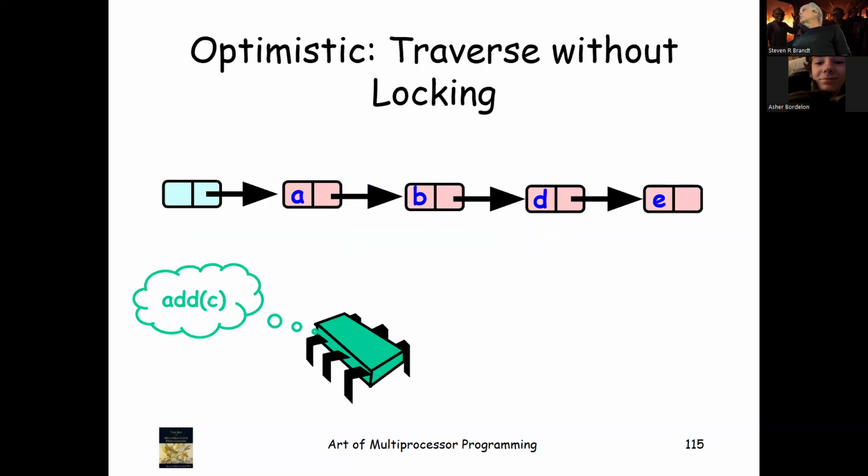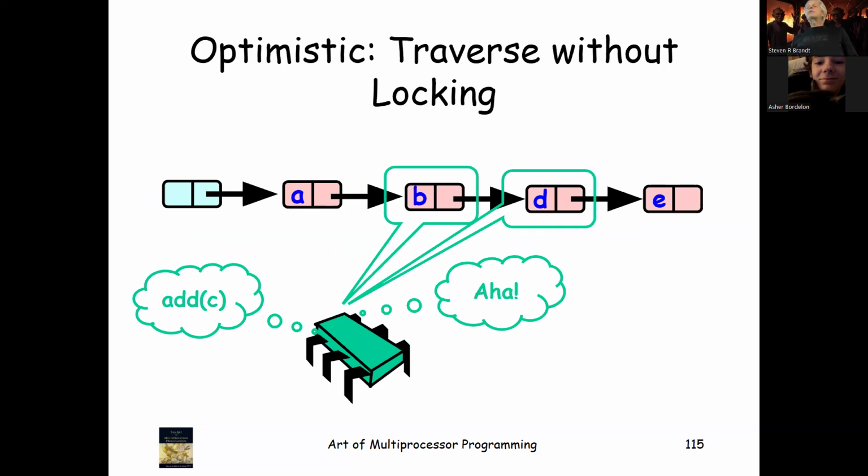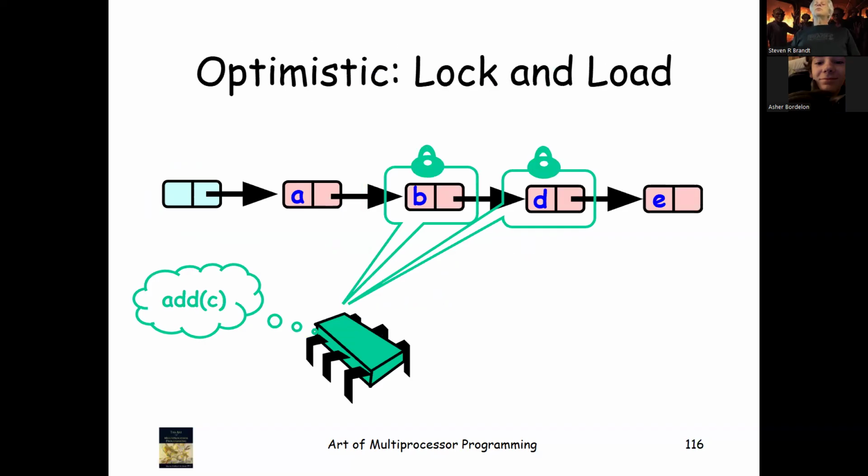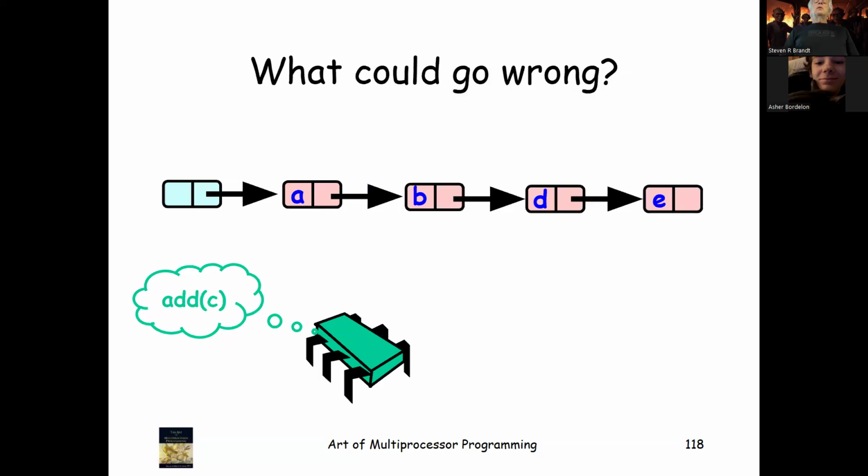Okay, so the next thing we're going to try is an optimistic version of the set, and that's going to traverse without locking. So we want to add C. We're going to go through there, and we're going to say, aha, we found B points to D. C can clearly go in the middle. Then what we want to do is lock those two things and put the C in the middle. But what could go wrong with that?